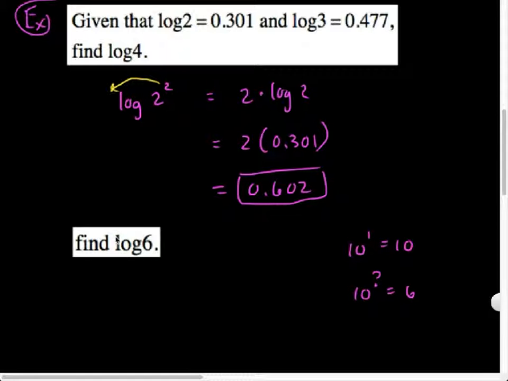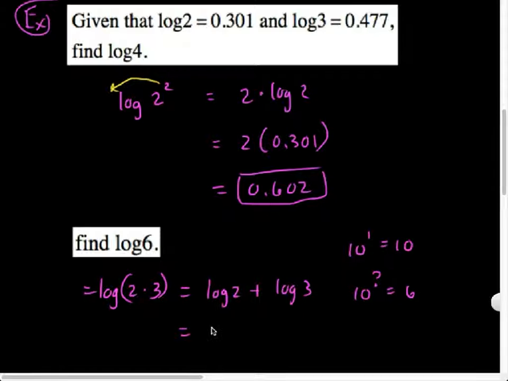So I don't know log of 6. I know log of 2, I know log of 3, so how could I rewrite this to make it beneficial for us? Log of 2 times 3, that's different than log of 2 times log of 3. And the log of a product is the same as the sum of 2 logs. So it's the same as log of 2 plus log 3.